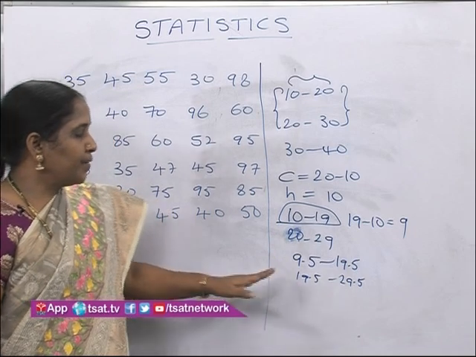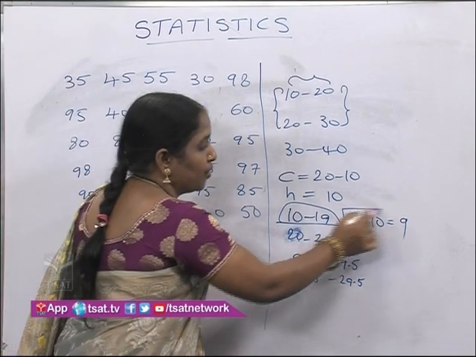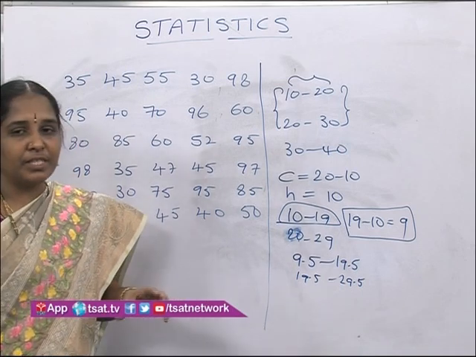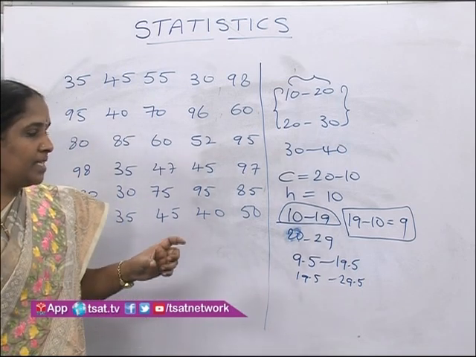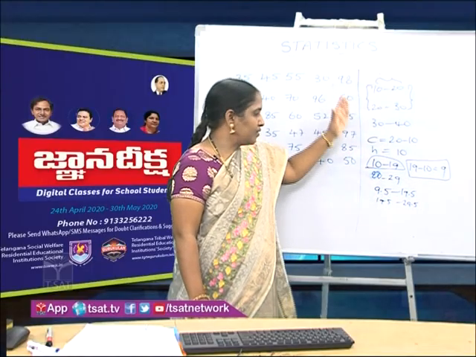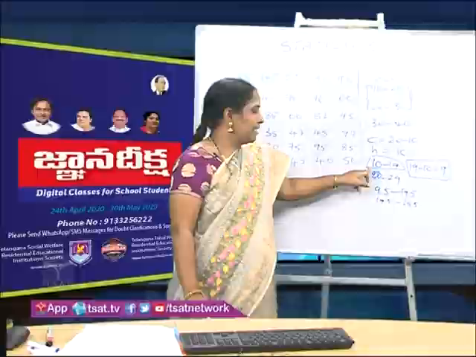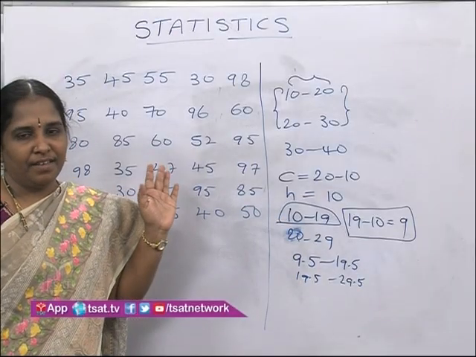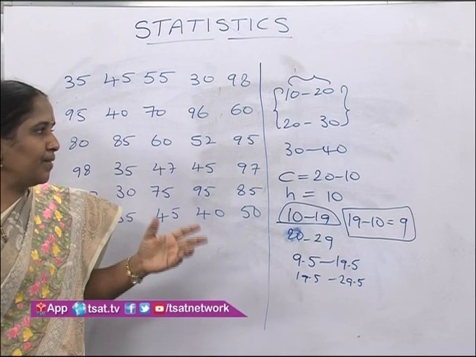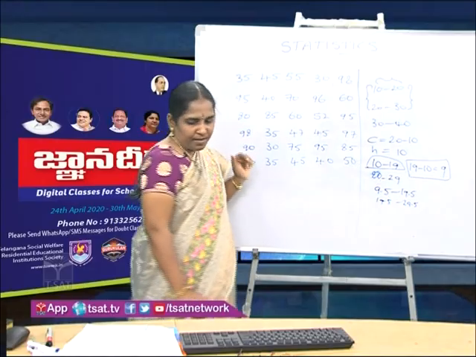But the students, what you all do generally, you won't remember that the difference between the boundaries, that point you won't remember, and immediately whenever you are asked to write the size of the classes of this kind, you subtract 10 from 19 and write 9. Now, I hope you are all clear and you won't commit this mistake in future. Okay?